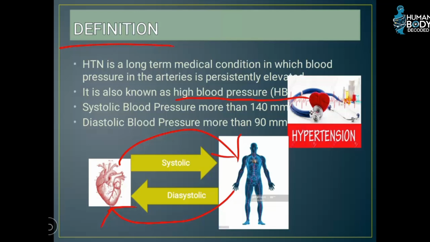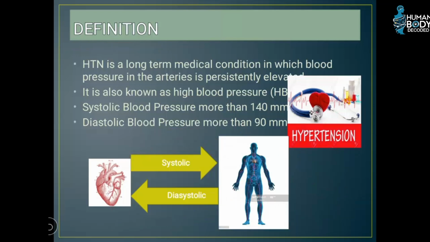So, the blood that returns from the body to the heart, we call it diastolic. And the blood that goes from the heart to the body, we call it systolic blood pressure. So the normal systolic blood pressure of our body is 120 and the diastolic blood pressure is 80. Whenever the systolic blood pressure of our body goes above 120 and the diastolic blood pressure goes above 80, we say that the person has hypertension.